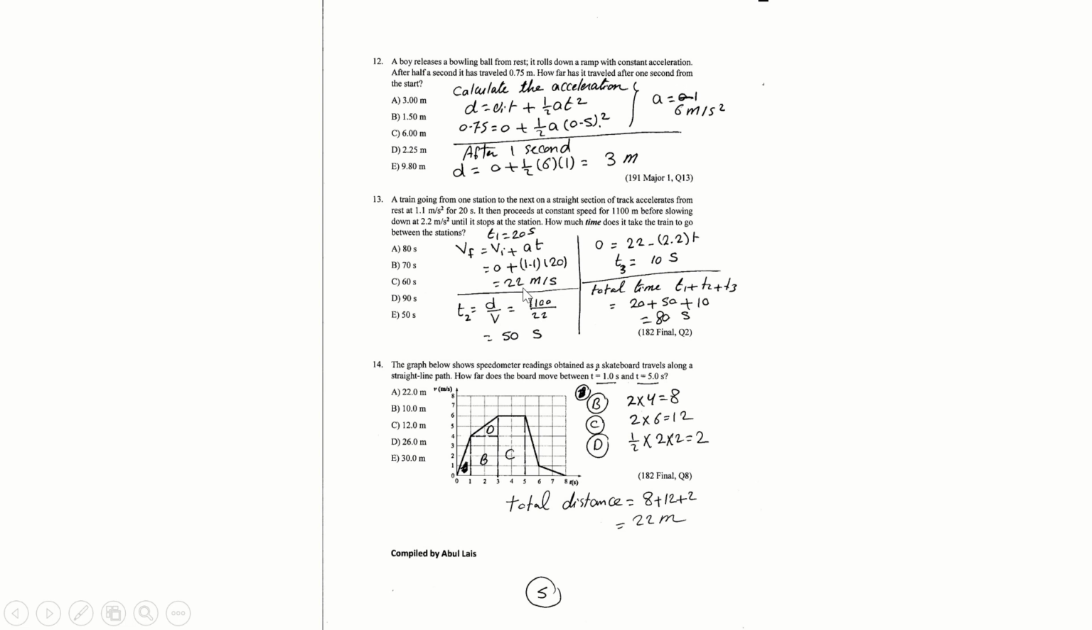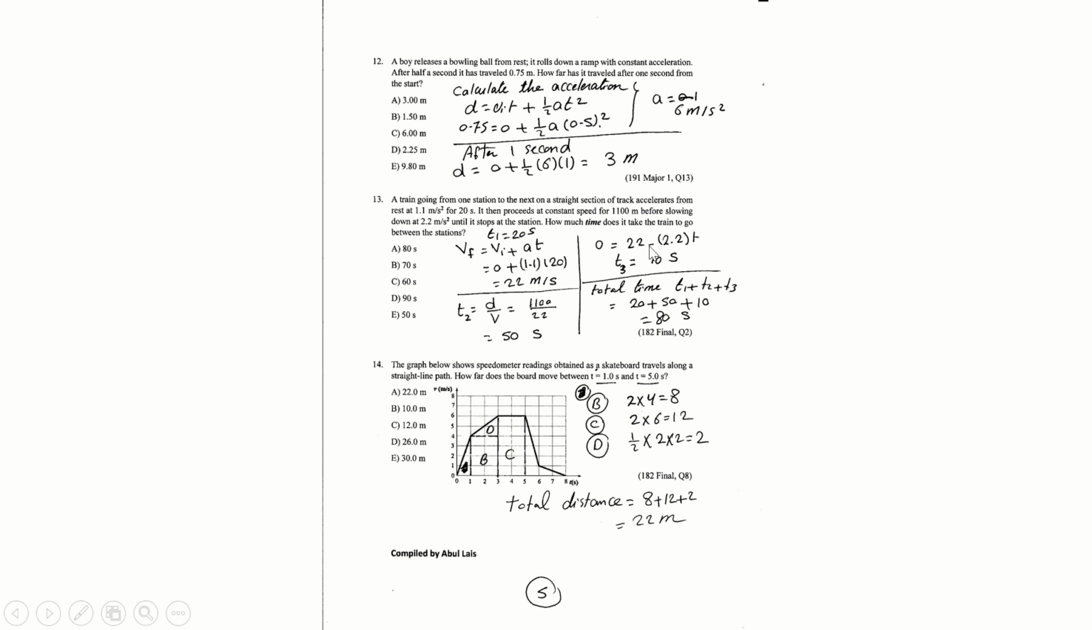Now for the second part, this final velocity will be the velocity of the train. So I want to know how long the train moved with this velocity, which will be constant for the second part. We know the distance is 1,100 meters. If I divide this by 22 meters per second, that gives me the time, because velocity equals distance over time, so time equals distance over velocity. So for the second part of the trip, the time is 50 seconds.